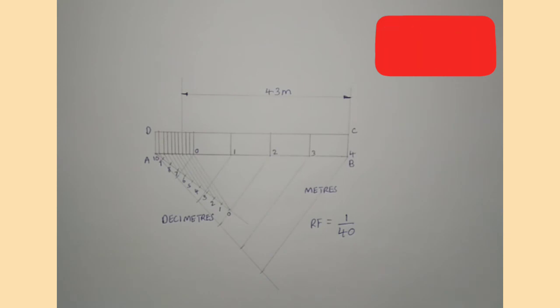Okay, if you want, you can mark 3.3 meter, 3.7 meter, 2.5 meter, anything. That is from 0.1 meter to 5 meter. Okay, the drawing is completed. I hope you understood the drawing.